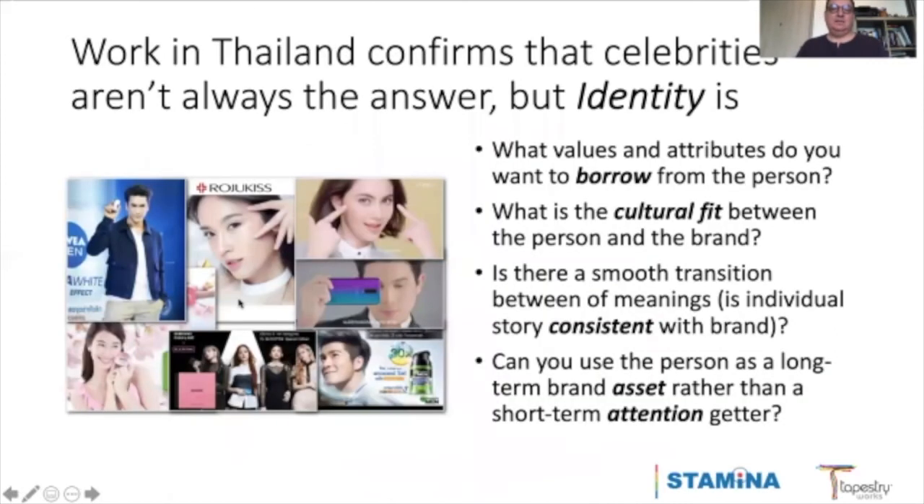I found the same in some work we did in Thailand earlier this year, and I should acknowledge that we did that with Stamina Asia here. We found that celebrities aren't always the answer, but identity is. Our conclusion from the research, which we did across beauty and handphones categories, with men and with women, with pretty consistent answers, is that you have to think about the identity of the celebrity or the influencer, the identity of the target, and the identity of the brand. Those three things have to fit together.